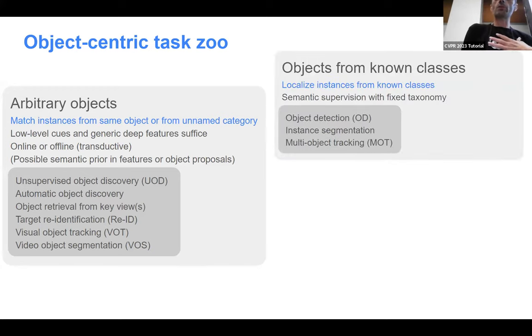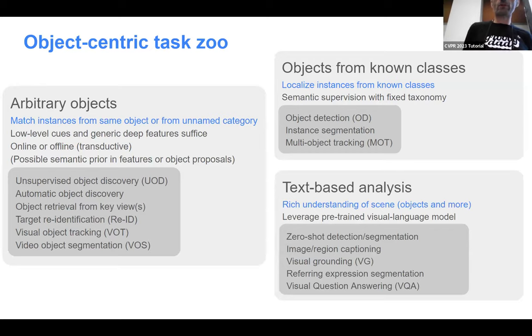But you might also be really interested in a specific catalog or taxonomy of objects. So in that case, obviously you need semantic supervision if you do that with machine learning. And the three typical tasks are object detection, meaning implicitly at the category level, instance segmentation, so segmenting a specific instance of specific categories, and multi-object tracking, where you want to track through time instances from your catalog of classes. And I will show examples in a minute.